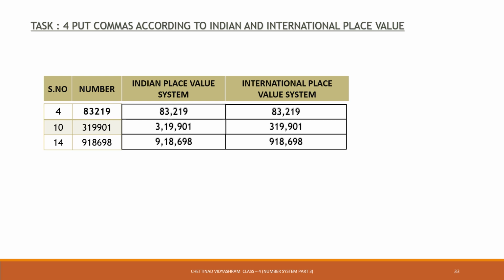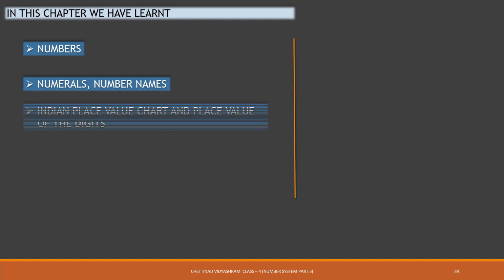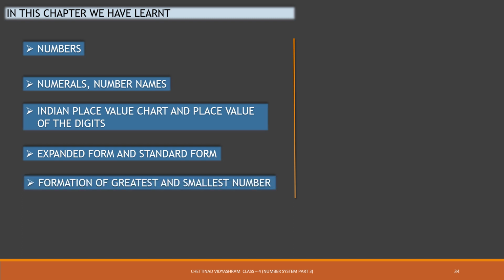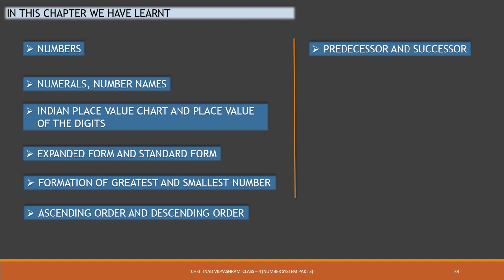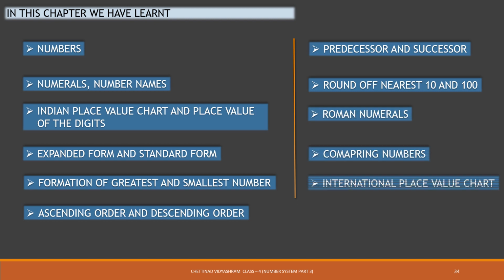With that, we have come to the end of this chapter, children. Hope you understood all the concepts. In this chapter, we have learned numbers, numerals and number names, Indian place value chart and place value of the digits, expanded form and standard form, formation of greatest and smallest number, ascending order and descending order, predecessor and successor, round off to nearest 10 and 100, Roman numerals, comparing numbers, and international place value chart.